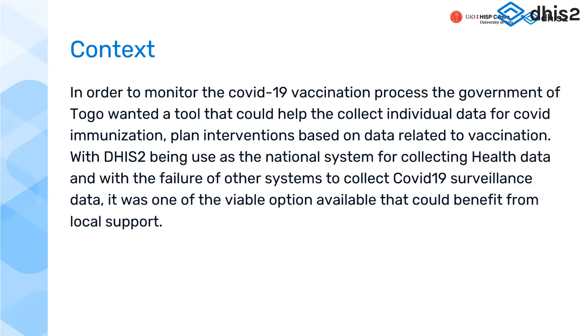So one thing you need to understand is that for COVID surveillance, they used another system to track the cases, but it actually failed. So for COVID vaccination, they wanted to use another system, but the ministry was like, we've been using DHIS2 for a while and it's been working. So why can't we use DHIS2 for vaccination? And then we actually were able to use DHIS2 for vaccination. And this was the process.